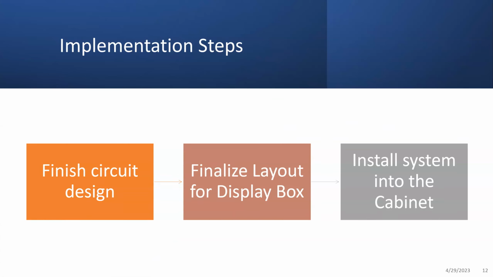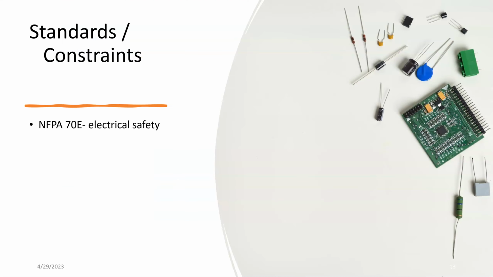To implement the project, I don't have a whole lot more to do. I need to finish the circuit design, including whether I want to keep the logic system or not. I need to finalize the display box and then install the probes into the system. I've been looking up information for the NFPA 70E electrical safety standards to make sure that I'm following any standards that apply.